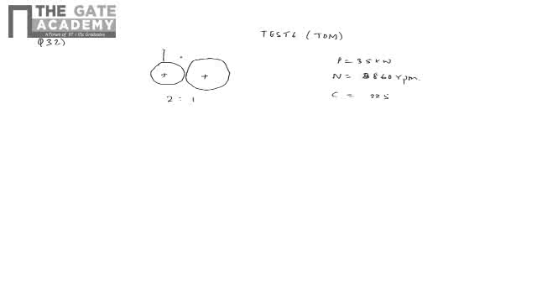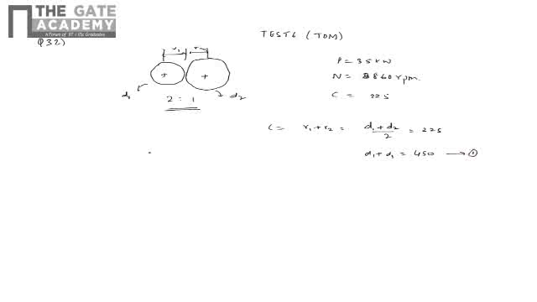So let's call this R1 and this R2, or the pitch diameters D1 and D2. We can write the center distance as R1 plus R2, which in terms of pitch diameter is D1 plus D2 by 2. This is 225, so D1 plus D2 is 450. So this is one equation, but then the speed ratios are given.